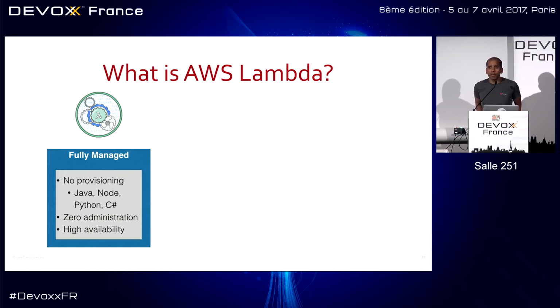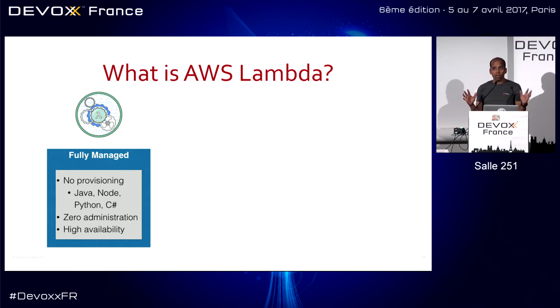So what is AWS Lambda? AWS Lambda is an implementation of FaaS, or serverless computing. It's fully managed; there is no provisioning that needs to be done. Essentially, you create a function, which is your business logic, you upload it to AWS Lambda, and AWS Lambda takes care of running it. Today, you can build your function in Node, Python, Java, and C#. Those four languages are supported. You say, here is my function written in this language, and they support those runtimes.